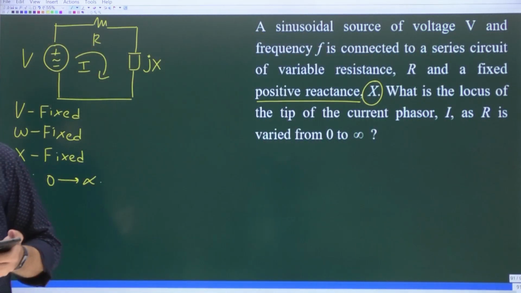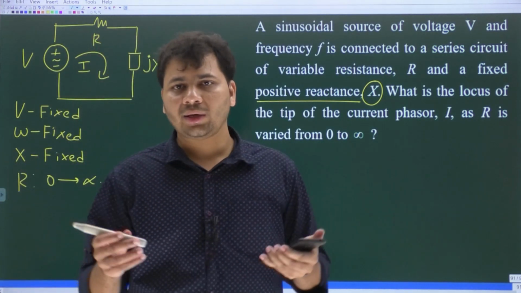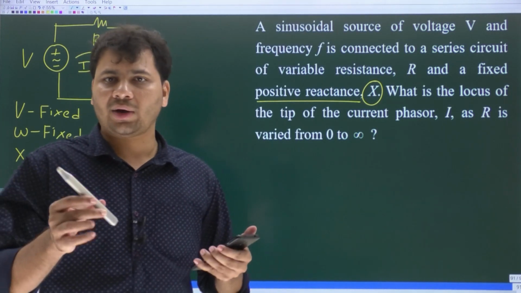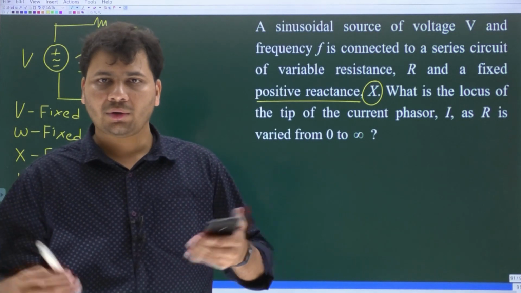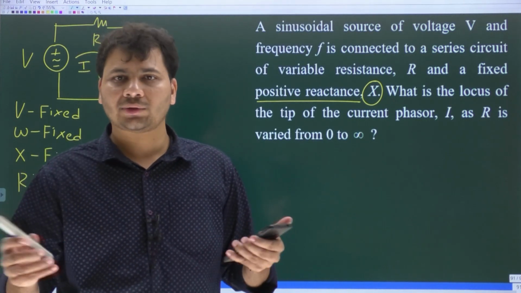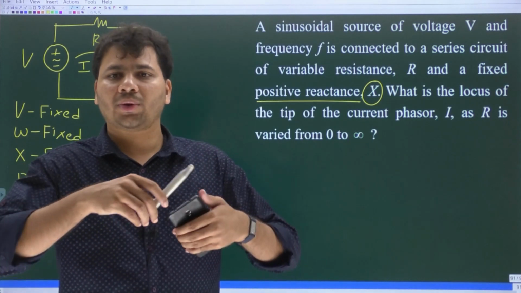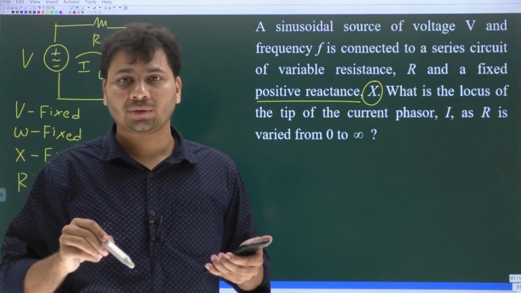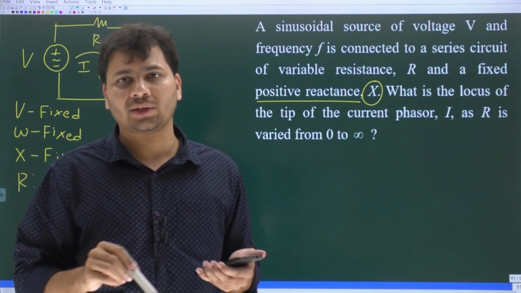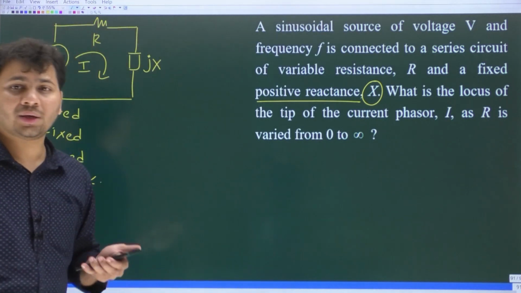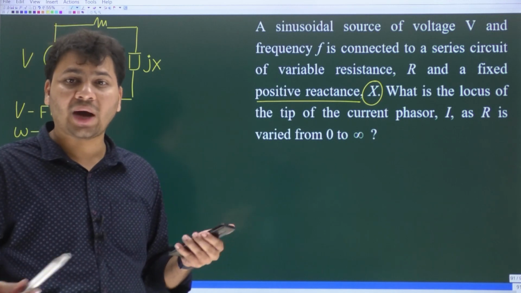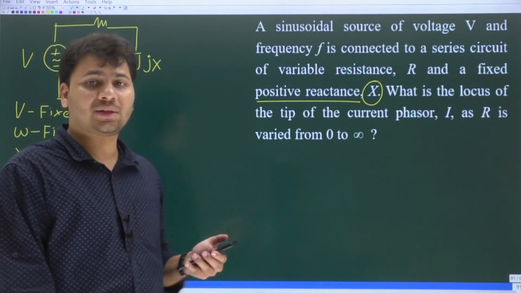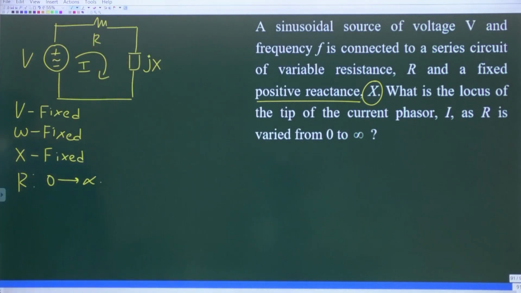You see, when R is what? Varied from 0 to infinity, even the phasor I will keep moving on the complex plane. Yes, so for different values of R, you will get different phasors. Okay, so you draw all the phasors for different values of R. Once you draw all the phasors for different values of R, then you join the tips of all the phasors. You join the tips of all the phasors, then you will get the locus of the tip of the current phasor I. Locus means what? Path traced by the tips of the current phasor I, as R is varied from 0 to infinity. Okay. Please try it.